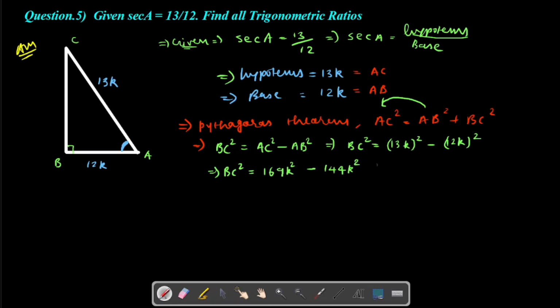Now we just take k square as common. So what are we left with?